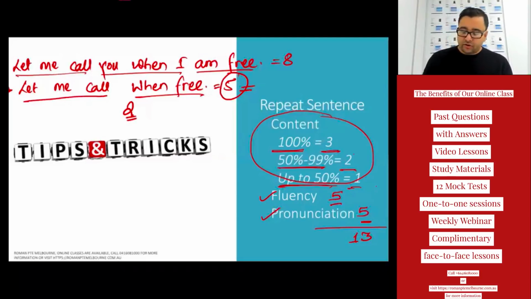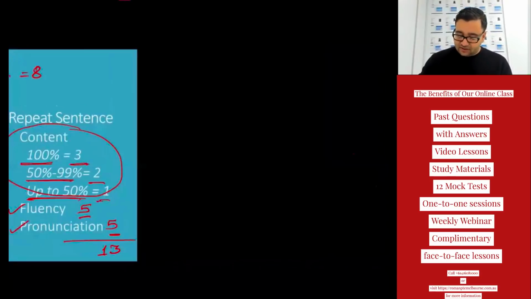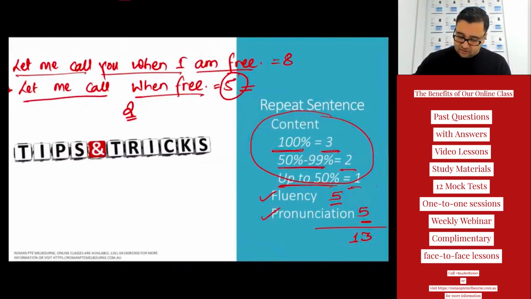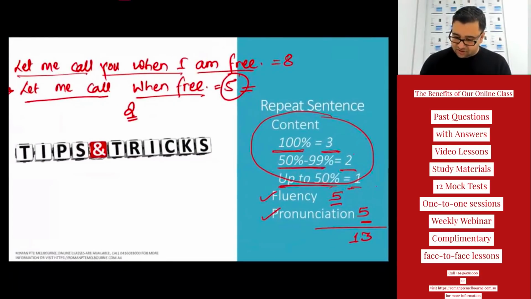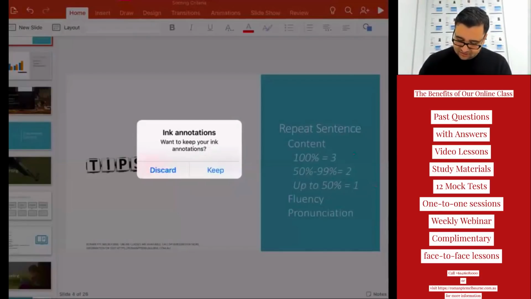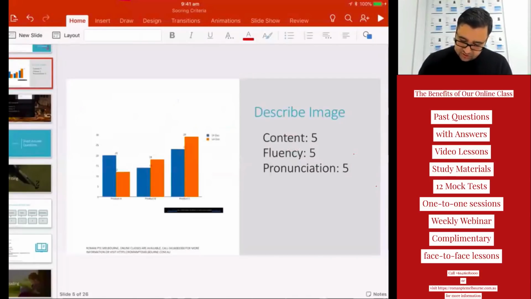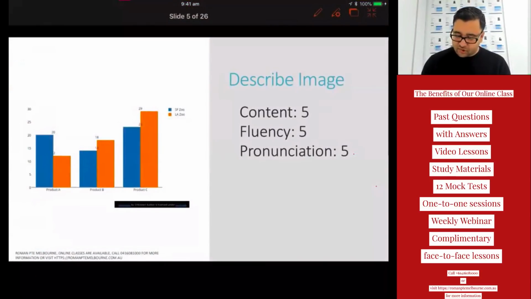Okay, let's go to the next question type, and that is, oh, it's not letting me go to the next question. So the next question type here is describe image.